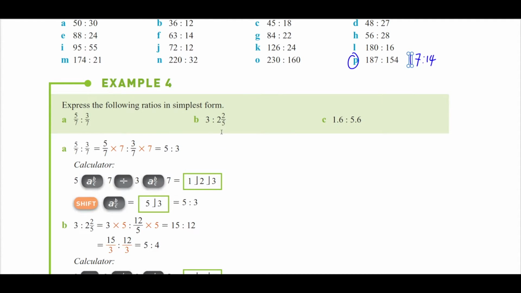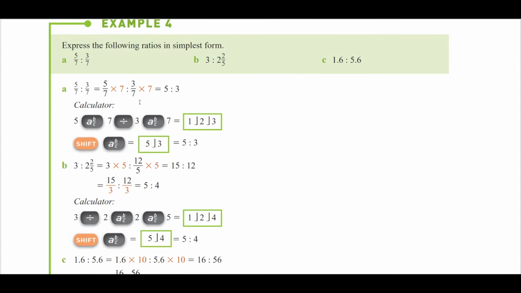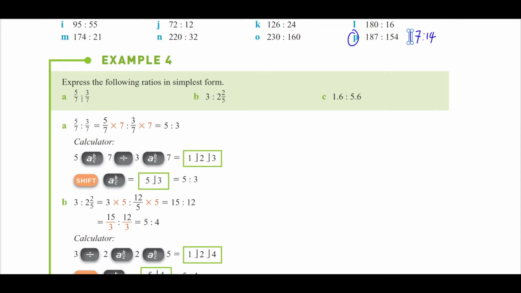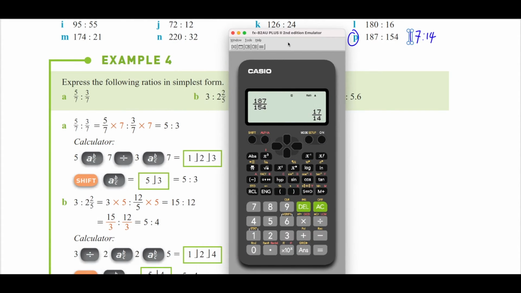Right, so what you can do is this. You don't need to do the way that they recommend, but 5/7 to 3/7, what you can do is just type it onto your calculator. So you can just do 5 over 7 divided by 3 over 7. And what do you get? You get 5 over 3. So the answer is just 5 to 3, right? See?